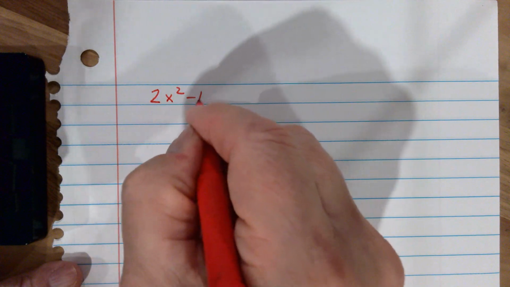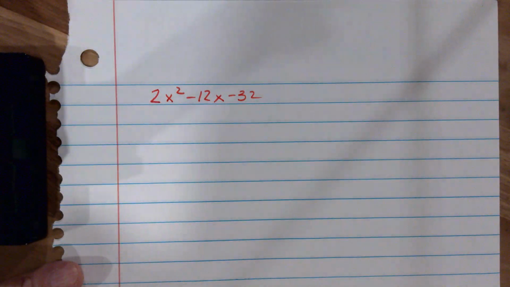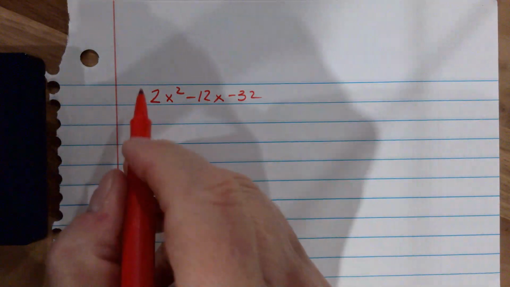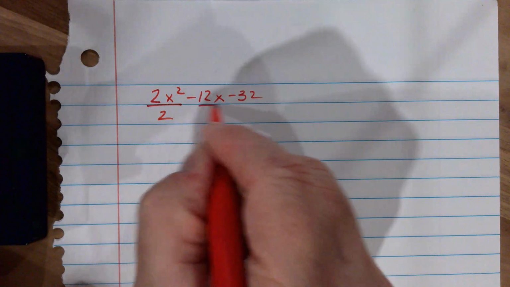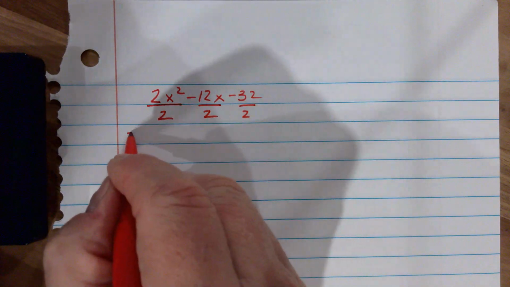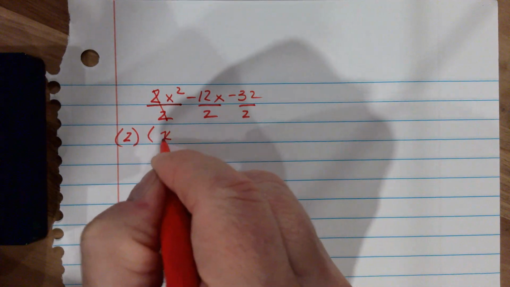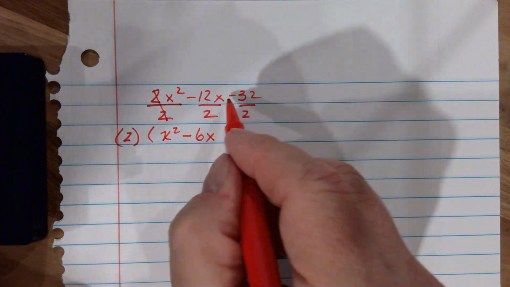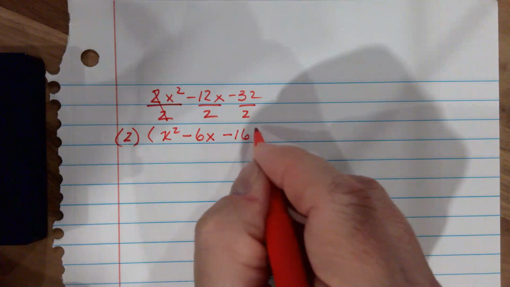Let's say I have 2x squared minus 12x minus 32. Remember, rule number 1 is for us to always look for a common factor. Is there a common factor here? Absolutely. Not a big one, but 2 is our common factor. Cancel here, leaves me x squared. Negative 12 divided by 2 is negative 6 times the x. And negative 32 divided by 2 is negative 16.